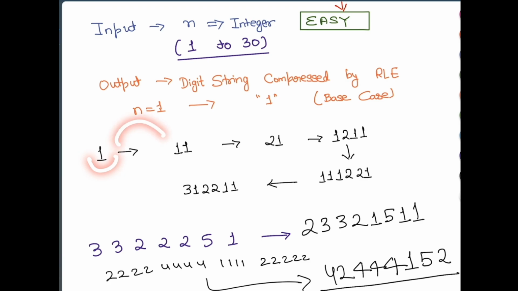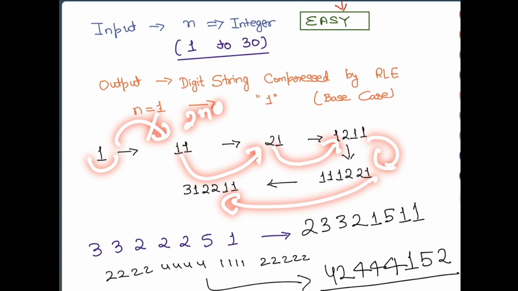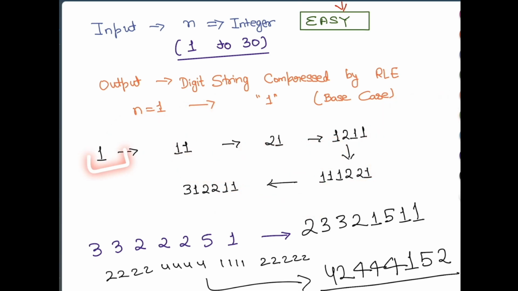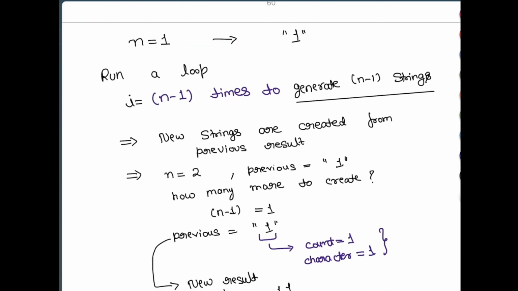So using 1, I'm going to create 11, that is the second. Then I'm going to create the third. Then the fourth, then the fifth, and then the sixth. So we need to create a total of 1, 2, 3, 4, 5, that is n minus 1 strings, because I already have the first.